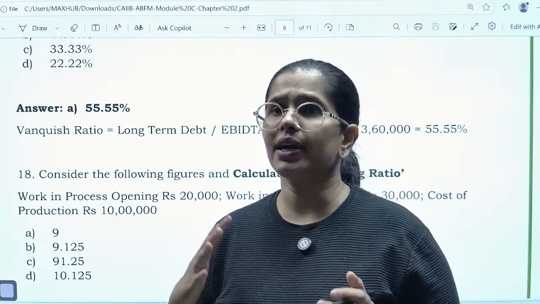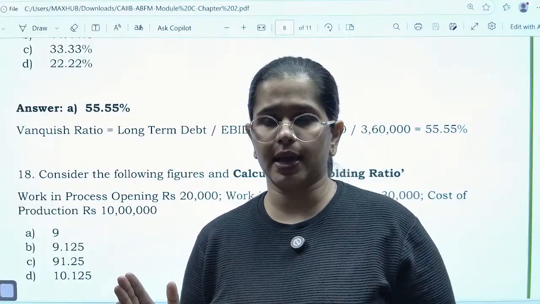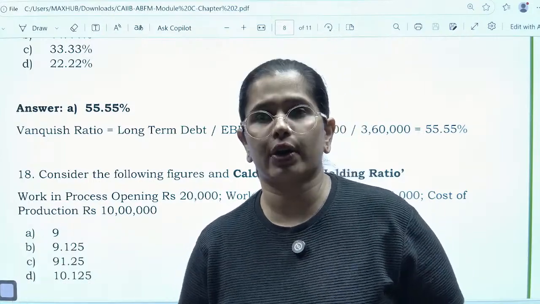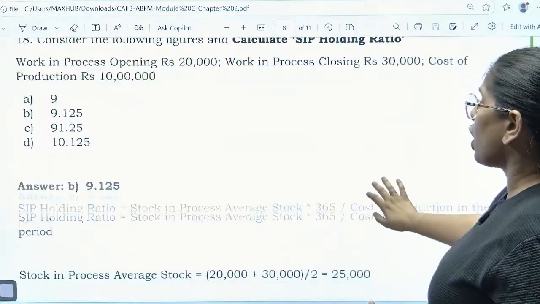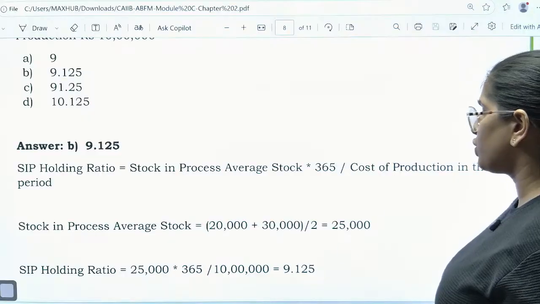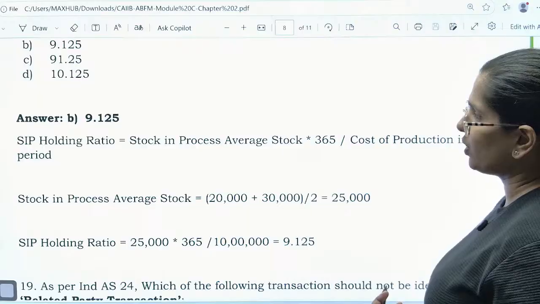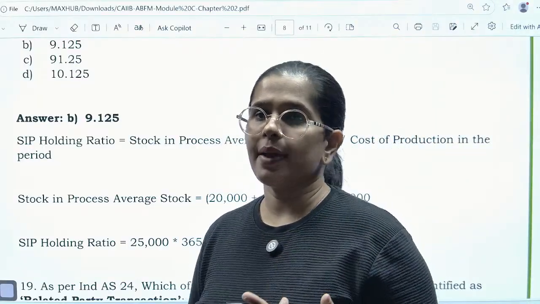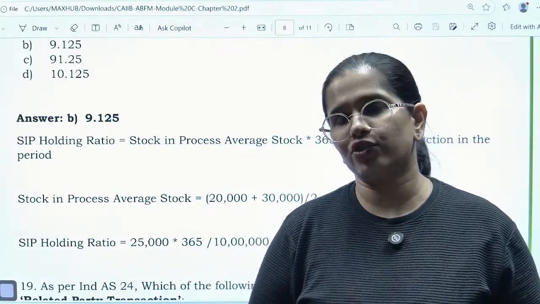Why I have included this question? Because we don't have to be confused when they mention the SIP holding ratio. If they have mentioned the SIP holding ratio, don't be confused. You know that they are talking about stock in progress holding ratio. So it would be your average stock in progress multiplied by 365 divided by your cost of production, right? And it is going to be 9.125. This is your average stock and this is the kind of formula that your IIBF book mentions. So a different formula than your inventory turnover ratio.